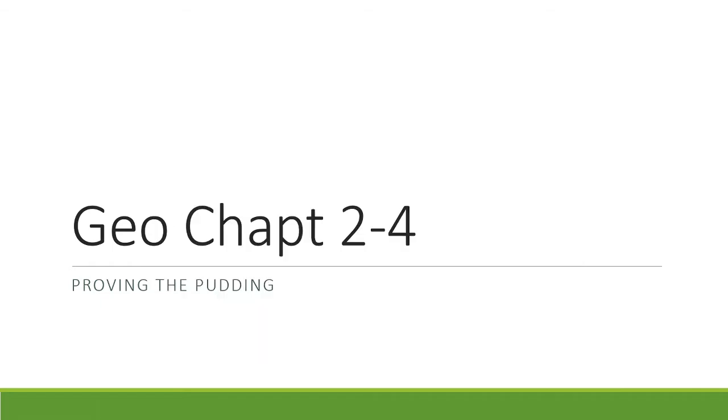So this is going to be the fourth chapter of the second section of geometry, and this is going to be the start of our proofs. So proofs is kind of a concept in geometry where you have an idea or statement that you want to prove whether it's true or false, essentially.